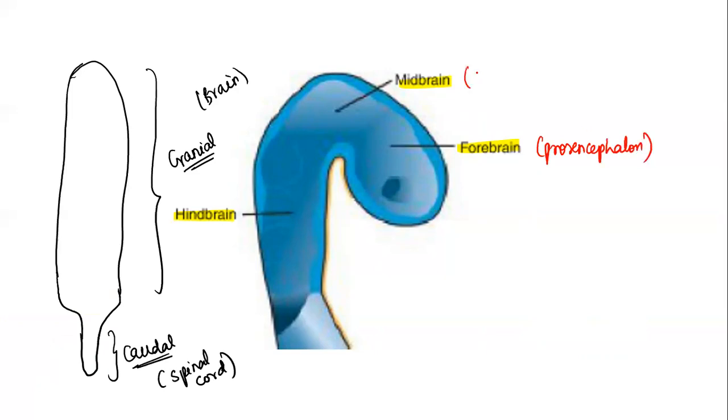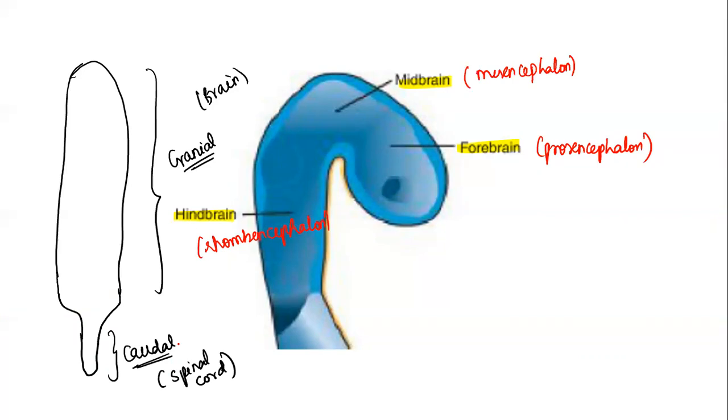This is called mesencephalon. We would have heard these terms, right? And this is called rhombencephalon. So once the neural tube is completely closed, the cranial part is going to give rise to the brain and the caudal part gives rise to the spinal cord.